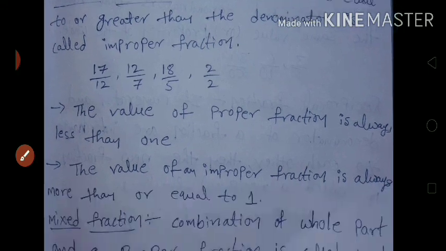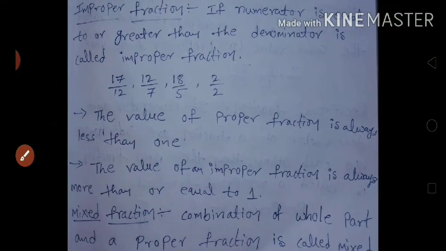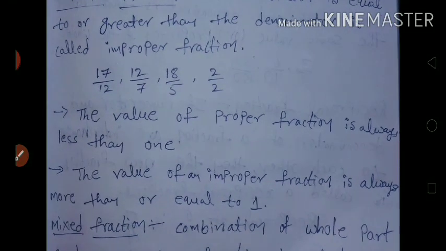Next, coming to the next point. The value of a proper fraction is always less than 1. The value of an improper fraction is always more than or equal to 1. Either more than 1 or equal to 1. Okay.